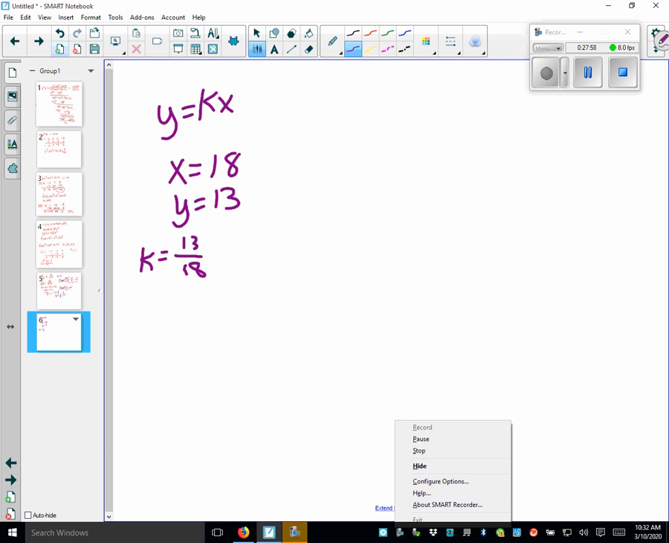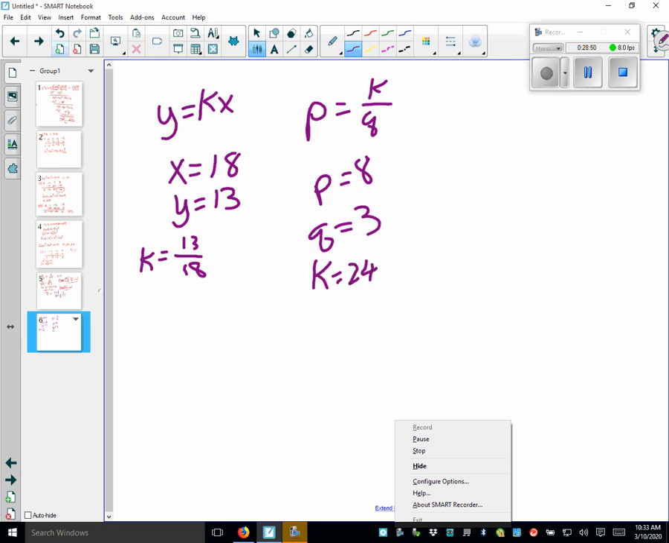All right. P is inversely proportional to Q. That means P equals K over Q. Do you see what is equal? Oh, yeah. Okay. P is 8. Q is 3. What is K? Oh, it's 24? Okay, it's 24.